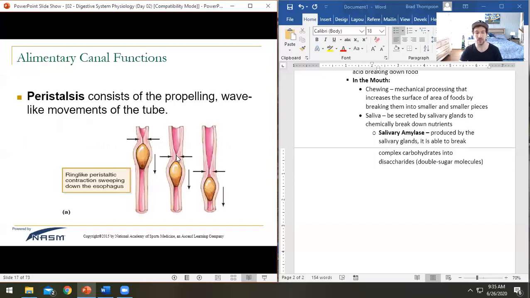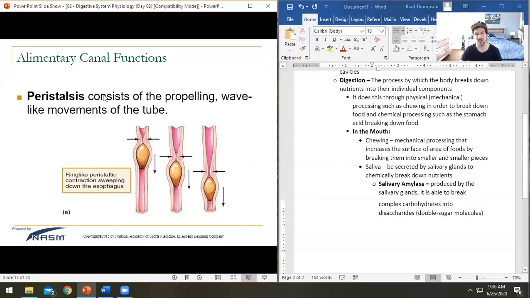So it's able to do all this, by the way, your alimentary canal, it's able to do all this and move things around thanks to a contraction called peristalsis. So peristalsis is basically these little waves.